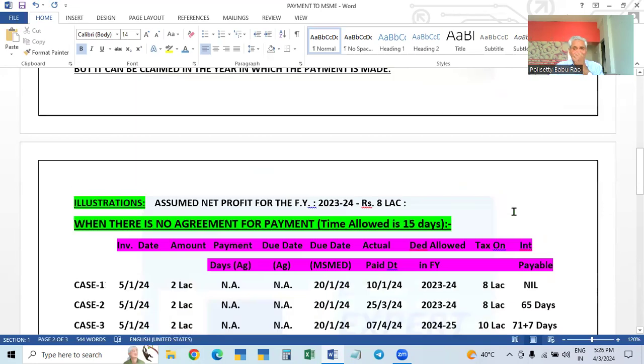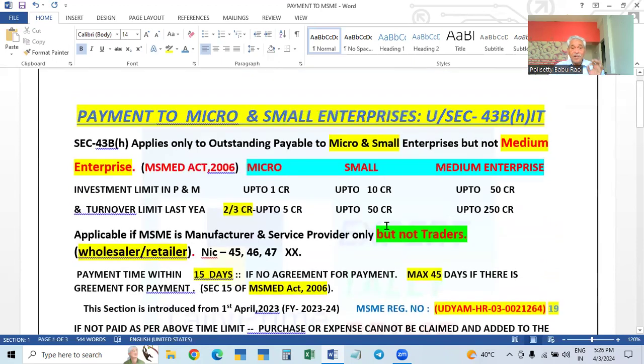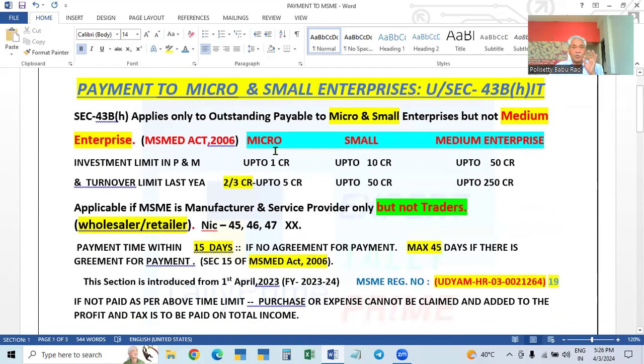This is about the section relating to payment to micro and small enterprises. Medium enterprises are omitted. So for payment to micro and small enterprises, if we pay the amount as per the act, then the expense or purchase amount will be allowed. Otherwise, it will be disallowed and added to the profit. It will be allowed in the next financial year when it is paid. This is about this one.